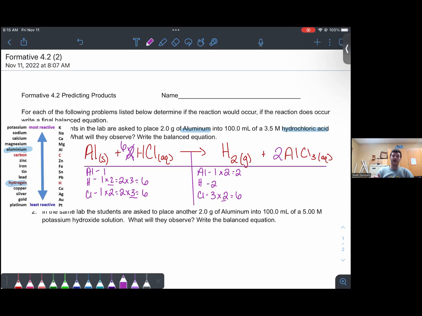Now we have to restart everything. Our aluminums don't match, so on the left side, we have to multiply by 2 to match them. So we put a 2 in front of aluminum. And our hydrogens don't match, so we have to multiply this side by 3 to give us a total of 6. We take this 3 and put it in front of hydrogen. And now we have balanced our equation.